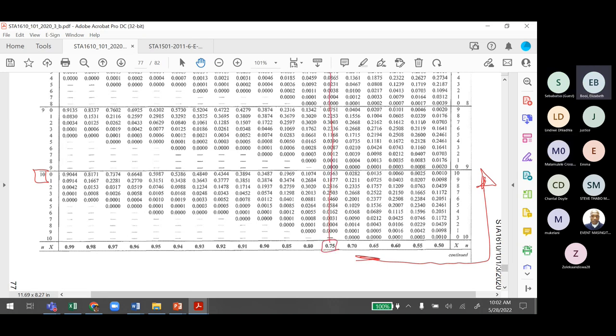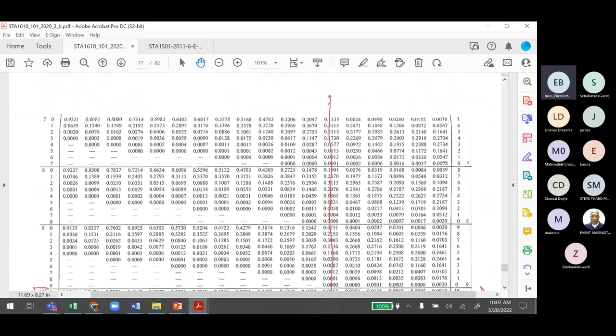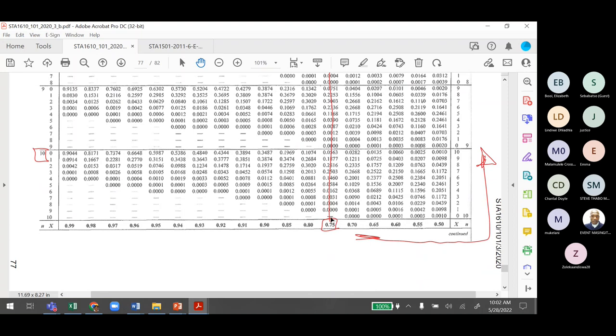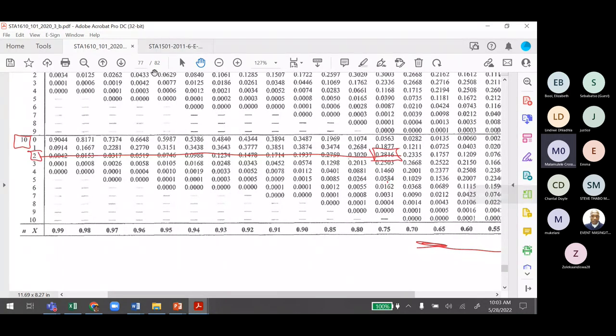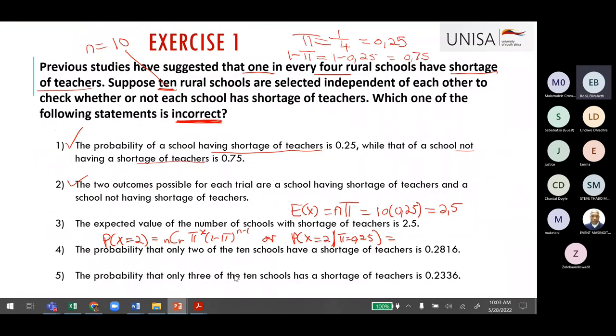Yes, 0.75. So we need to be somewhere on this column here, right? Because at this point, 0.25 is there. So I've got that, and I can just remove this. We know that n is 10 and we are in this column, so we just need to look for 0.2. Oh, I just passed it. And the answer is 0.2816.